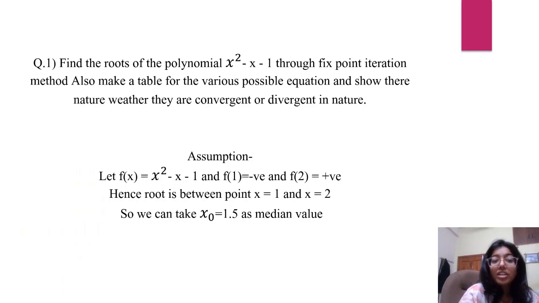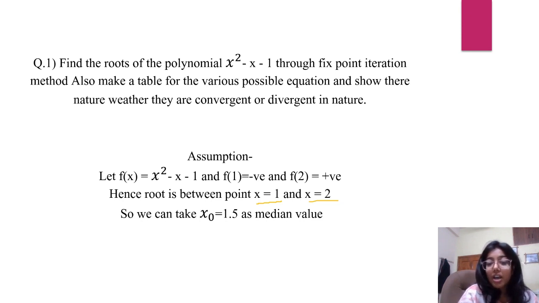First question is to find the roots of the polynomial x square minus x minus 1 through the fixed point iteration method. Also to make a table for various possible equations and show their nature, whether they are convergent or divergent. So first we assume that f of x is x square minus x minus 1, and f of 1 is negative and f of 2 is positive. Hence the root is between x equal to 1 and x equal to 2. So we can take x naught equal to 1.5 as a median value.